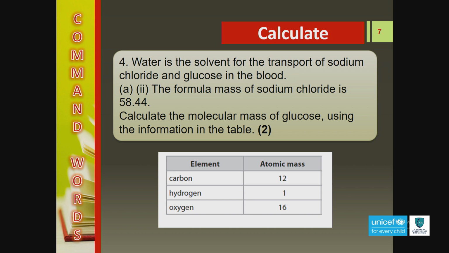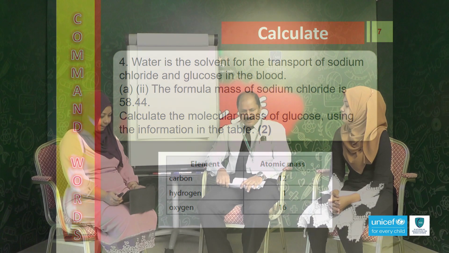So the question says, water is a solvent for transport of sodium chloride and glucose in the blood. The formula mass of sodium chloride is 58.44. Calculate the molecular mass of glucose using the information in the table. It's a 2-mark question.